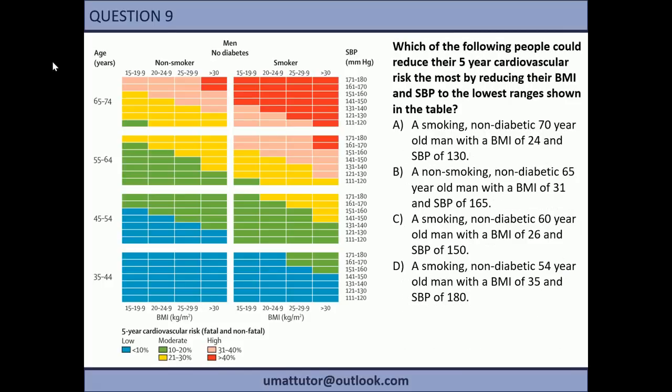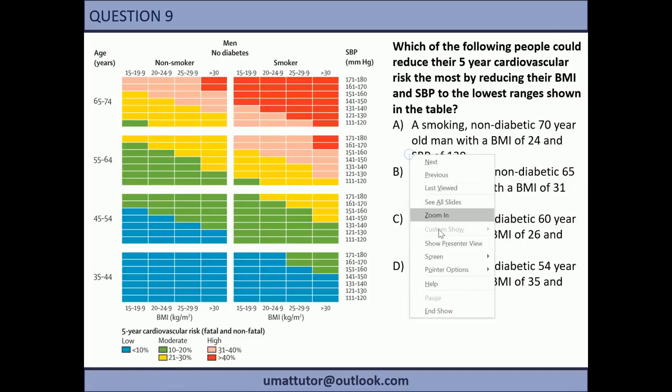This question is again based on the same table, but we're now being asked which of the following people out of the 4 options could reduce their 5-year cardiovascular risk by the most by reducing their BMI and blood pressure to the lowest ranges shown in the table. So I think the easiest way to do this is just to highlight the 4 different cells in the table that relate to the 4 different people. And from there we can visualize who can drop their overall risk the most.